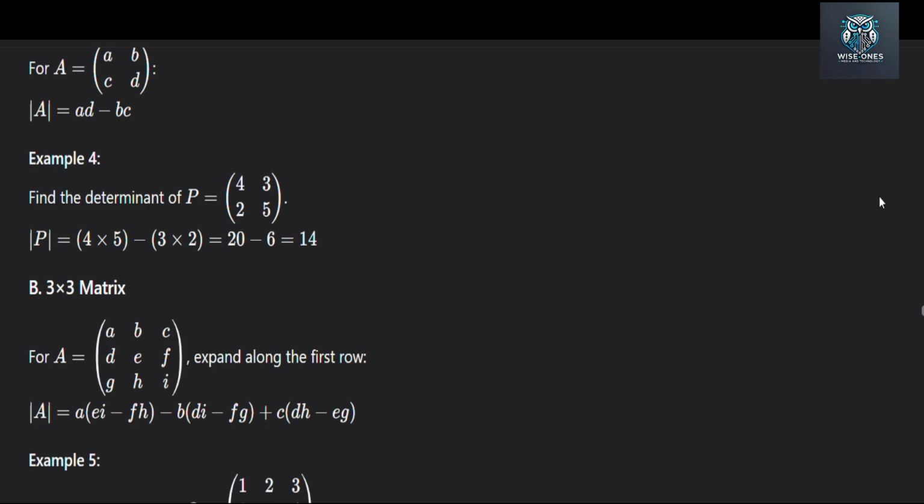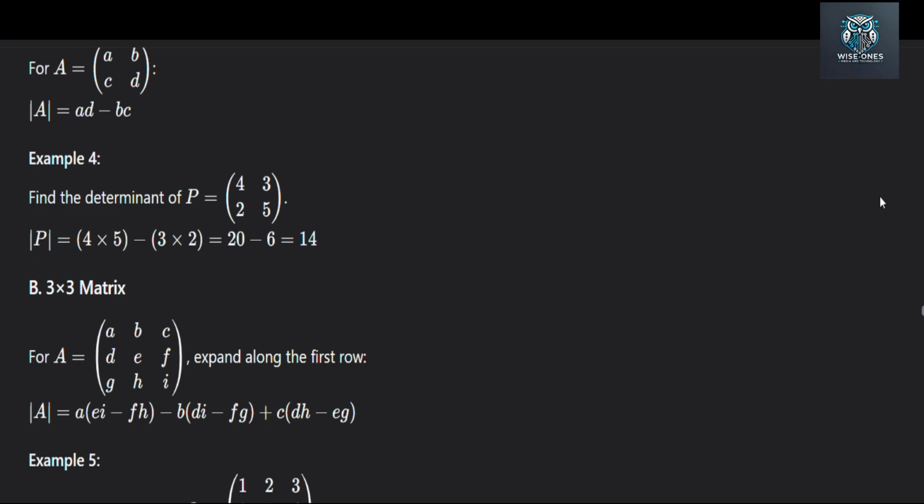Let us look at example 4. Find the determinant of P. P equals a matrix with first row 4, 3. Second row 2, 5. Determinant equals 4 times 5 minus 3 times 2. 4 times 5 is 20. 3 times 2 is 6. 20 minus 6 is 14. So the determinant is 14.